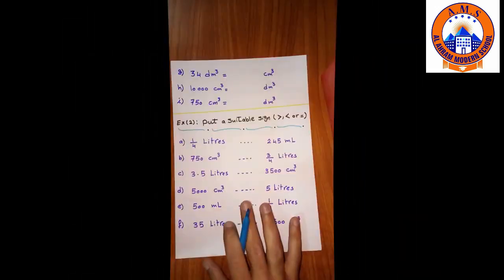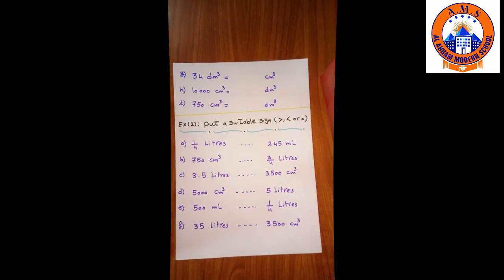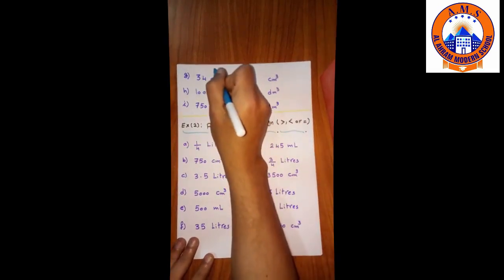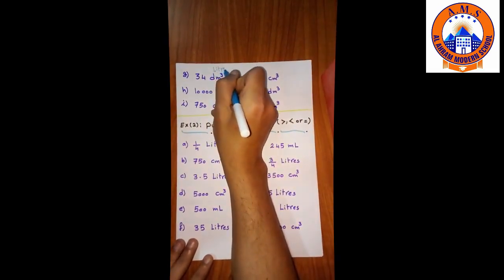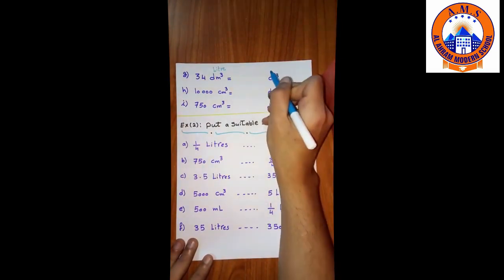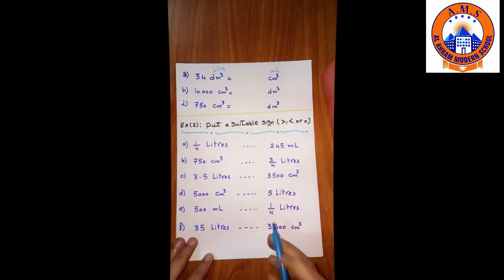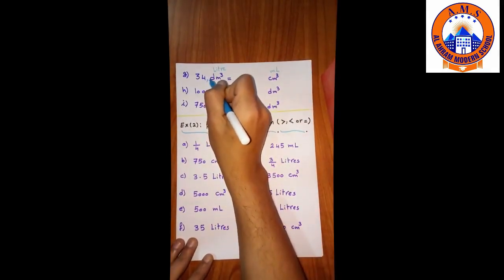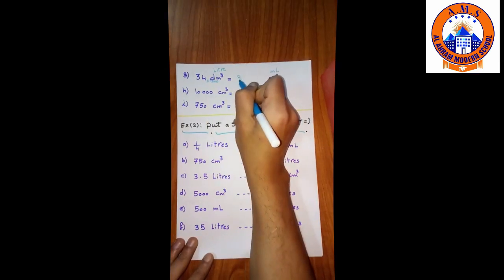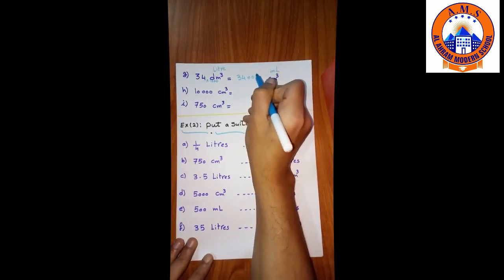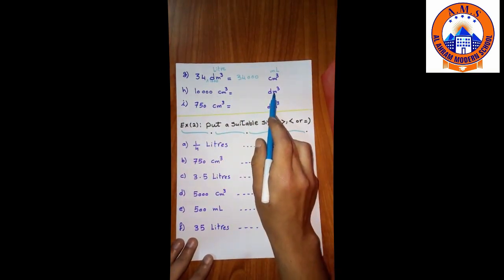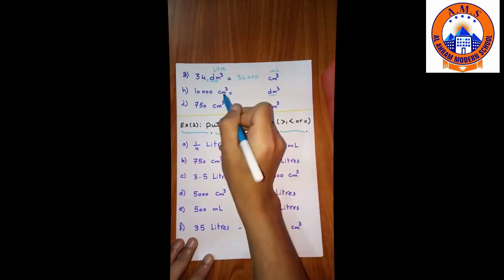Next question. We have 34 decimeter cubes and we want to change it into centimeter cubes. The decimeter cube is also equal to liter, and the centimeter cube is also equal to milliliters. So I want to change from liter into milliliter. I will multiply this number by 1000. So the answer is 34,000.